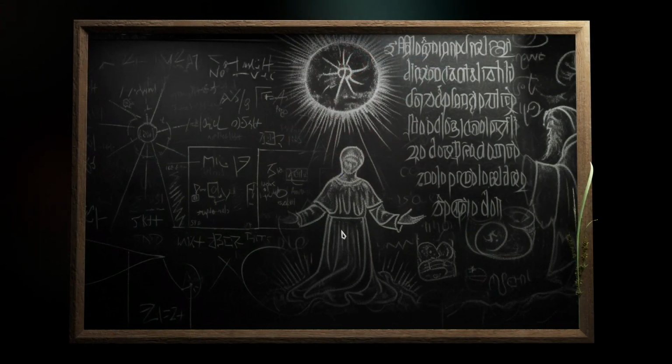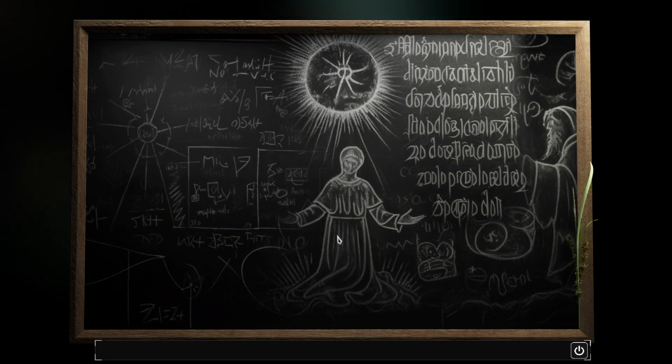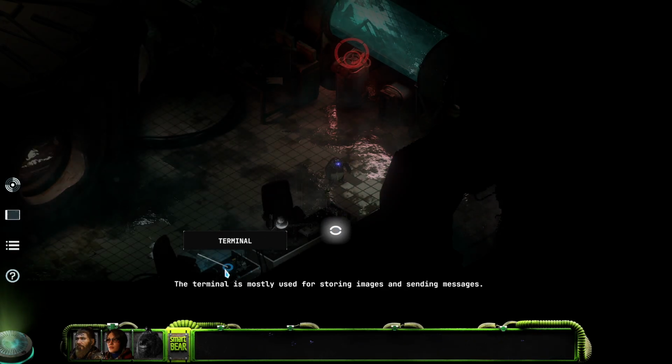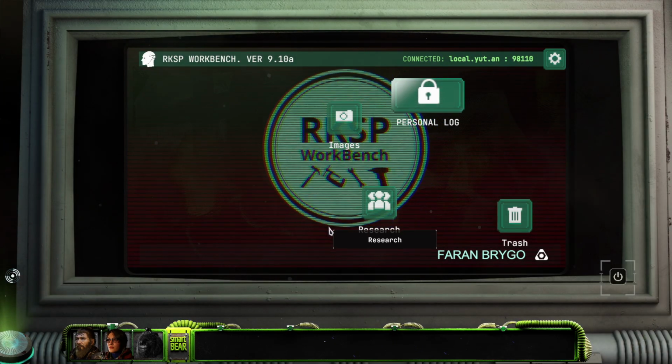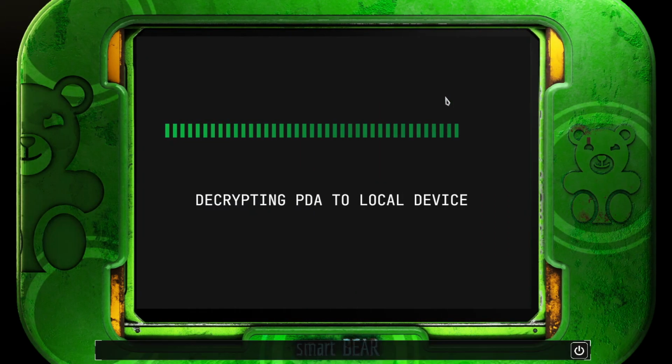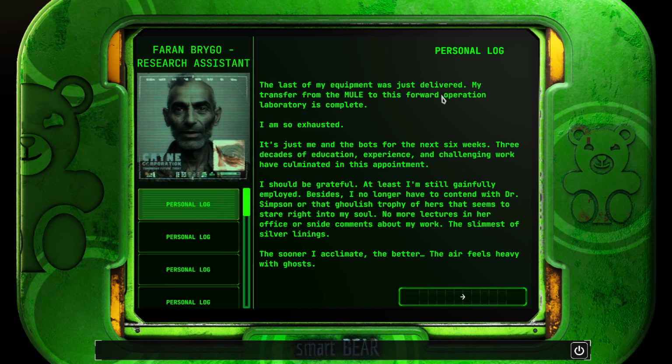All right, let's have a look at this. Okay. That's concerning. I'm just going to take a screenshot of that in case we need it for later. Standard terminal. No big surprises here. A locked personal log. But come on. Who do they think they are? Farron Brygo. Hey, we've heard an awful lot about the Brygo problems here.